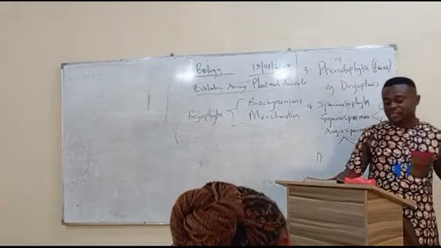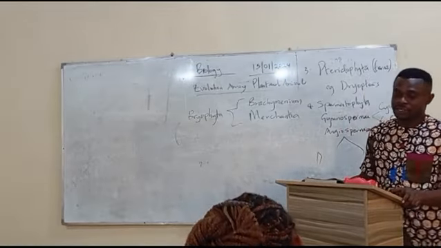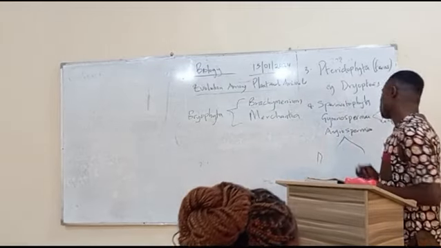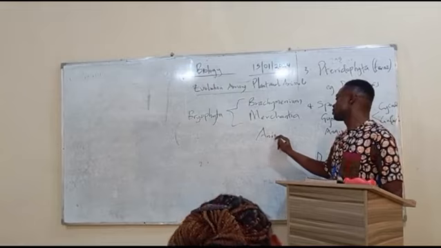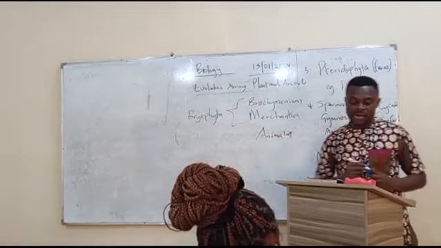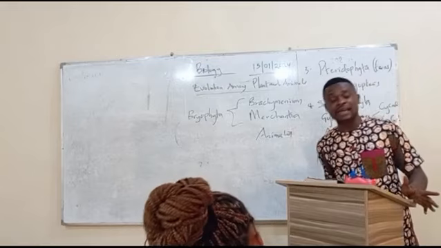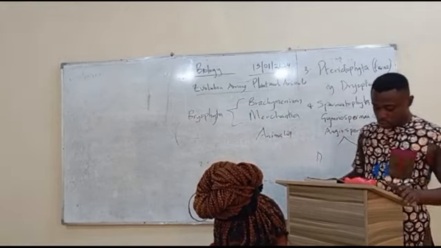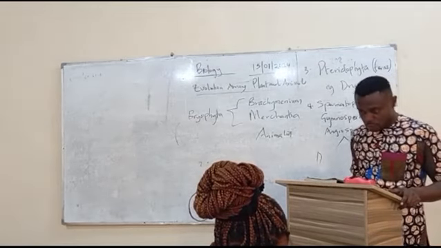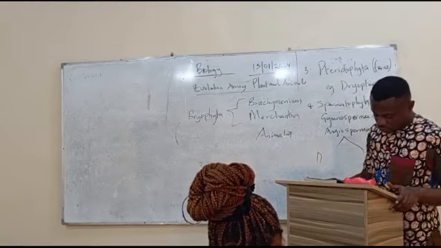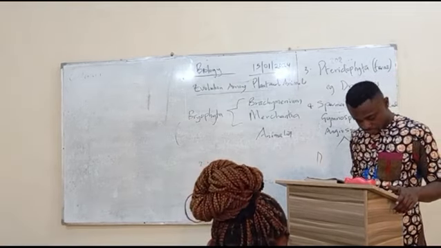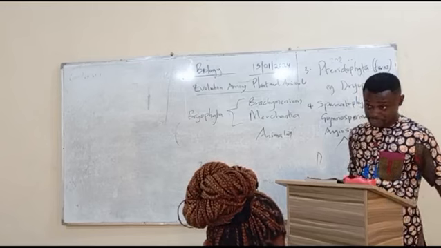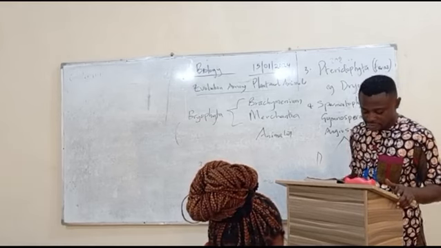Now the last kingdom we'll look at is kingdom Animalia, or simply animals. Animalia is Latin, animals is English. Under Kingdom Animalia, we look at the invertebrates and the vertebrates, okay?